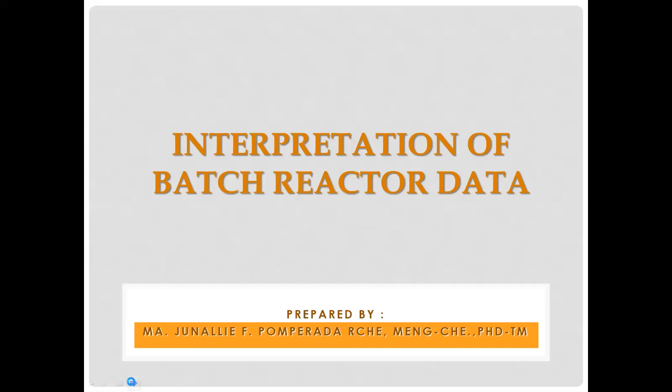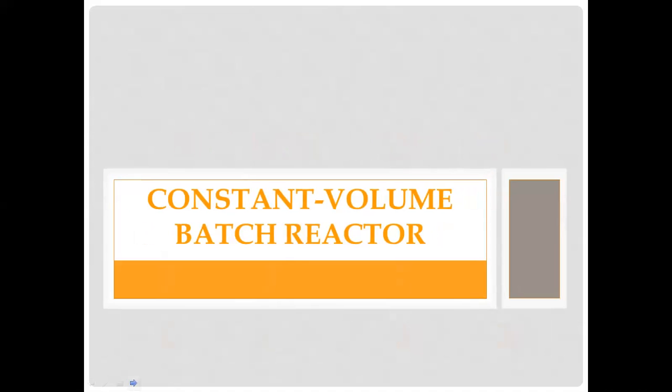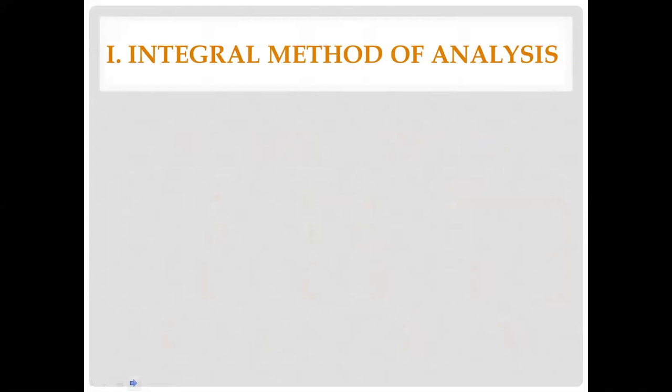And the first group will be that for constant volume batch reactor. Now we will have a separate set of equations for variable volume batch reactor. So in this case, it's constant volume batch reactor. Now, we have two divisions here, constant volume and variable volume, and for each of the divisions that we're going to look into in terms of interpretation of batch reactor data, we're going to use two manners of interpreting the experimental data.